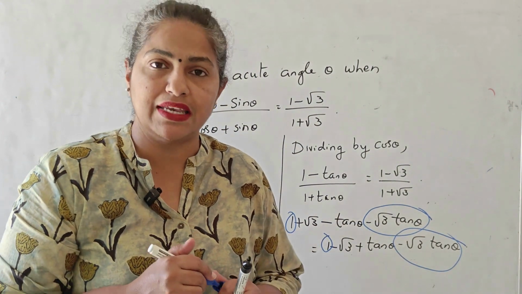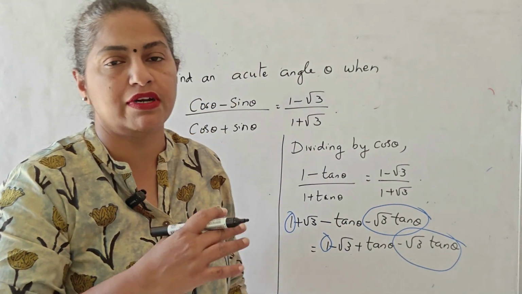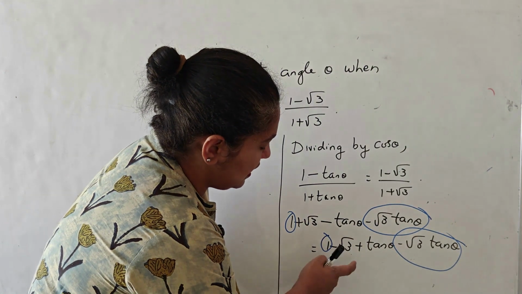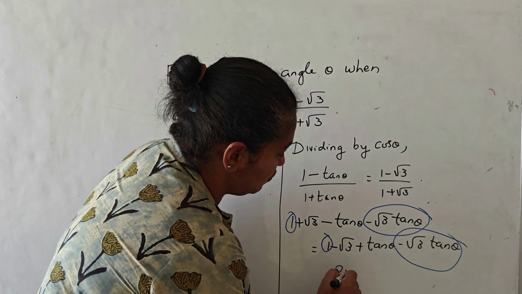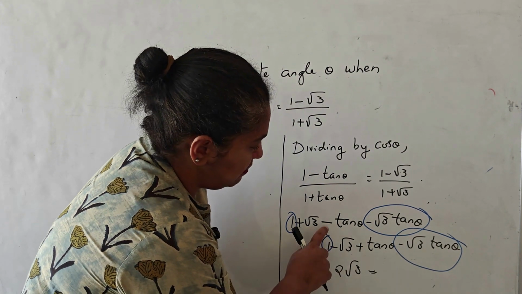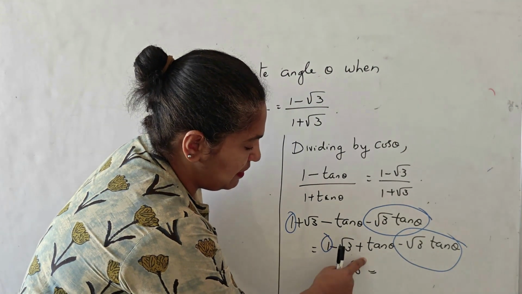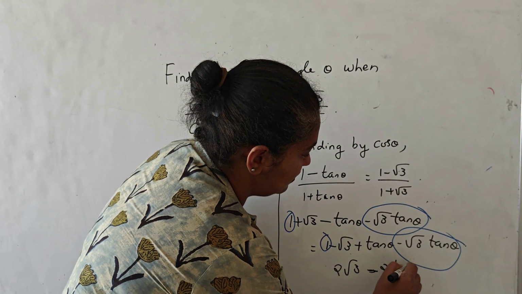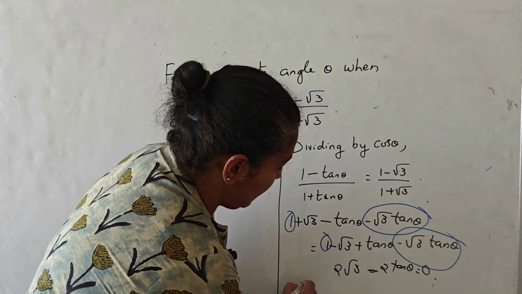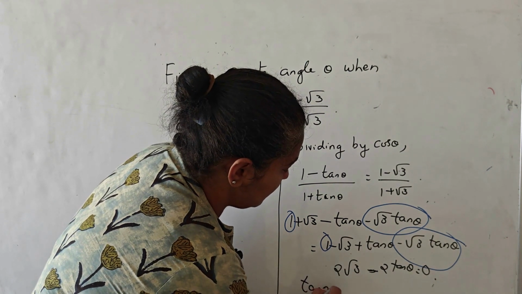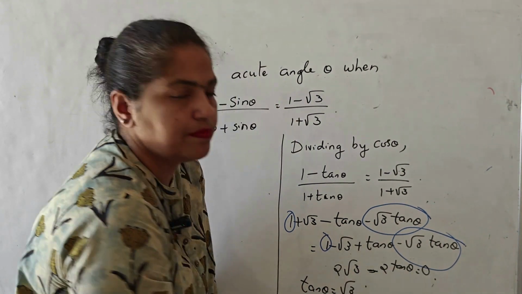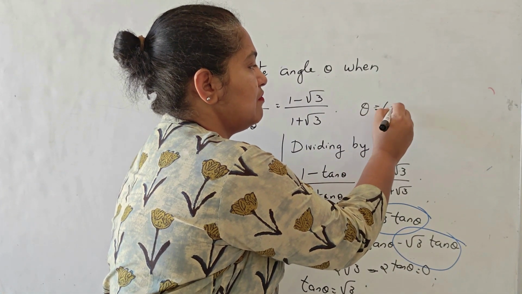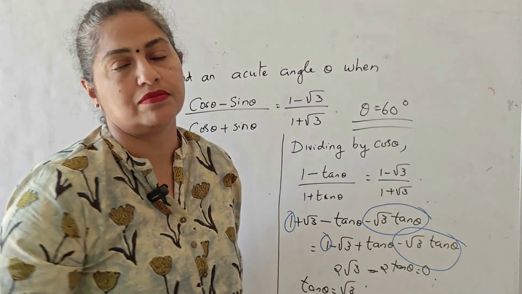So let us segregate the remaining terms, variables on one side and constants on the other side if there are any. I have a root 3 here and I have a minus root 3. So I will get a 2 root 3, and minus tan theta and plus tan theta will give me minus 2 tan theta is equal to 0. Or I can say that tan theta is equal to root 3. Theta value will be 60 degree. So I can say theta is equal to 60 degree.